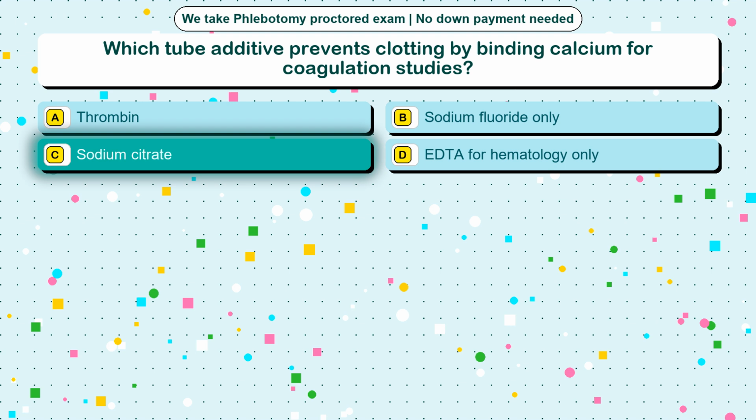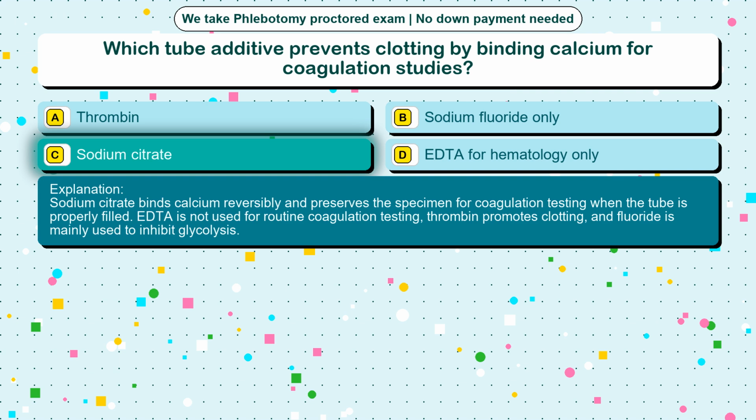The correct answer is option C, sodium citrate. Sodium citrate binds calcium reversibly and preserves the specimen for coagulation testing when the tube is properly filled. EDTA is not used for routine coagulation testing, thrombin promotes clotting, and fluoride is mainly used to inhibit glycolysis.